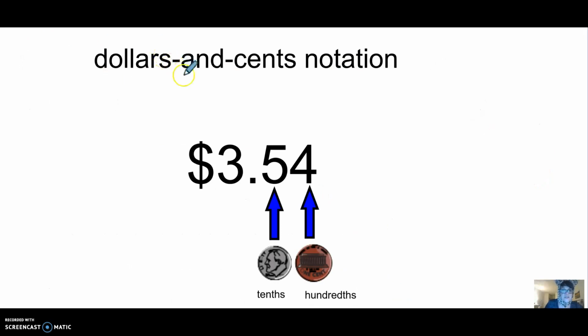In dollar and cent notation, before the decimal point we have our wholes, or how many dollars we have. Then after the decimal point, we have our tenths. And the next place after the decimal point is the hundredths. And you can think of these as pennies and dimes, tenths and hundredths.